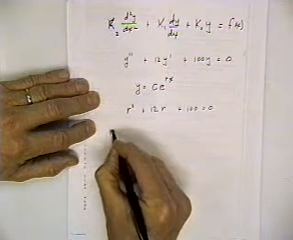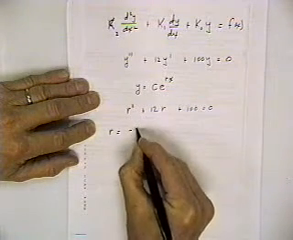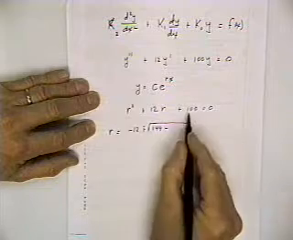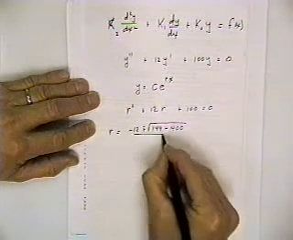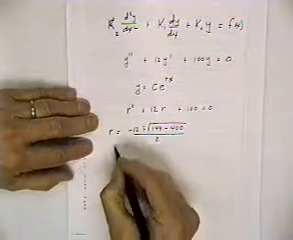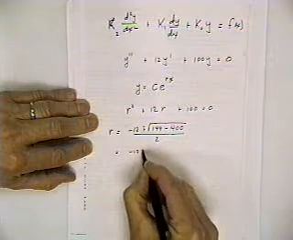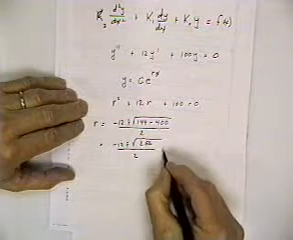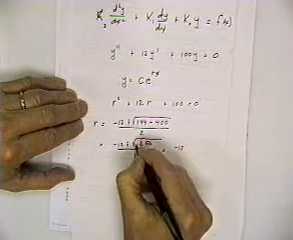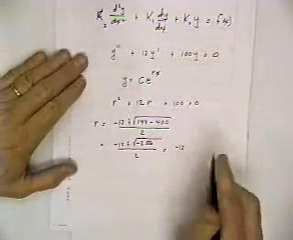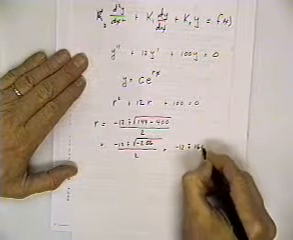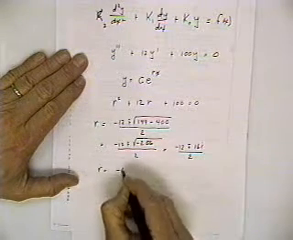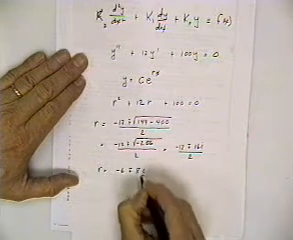We will end up with r equals minus b, minus 12, plus or minus the square root of b squared, 144, minus 4ac, so minus 400, all divided by 2a, a being 1 in this case. This is equal to minus 12 plus or minus the square root of minus 256, divided by 2, which is minus 12 plus or minus 16i, all divided by 2. Or finally, r is equal to minus 6 plus or minus 8i.